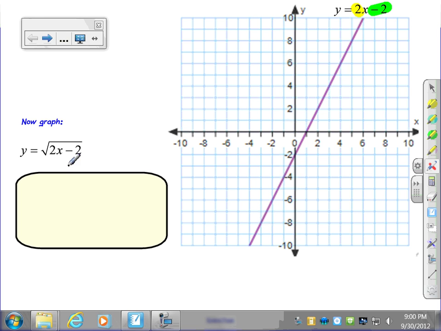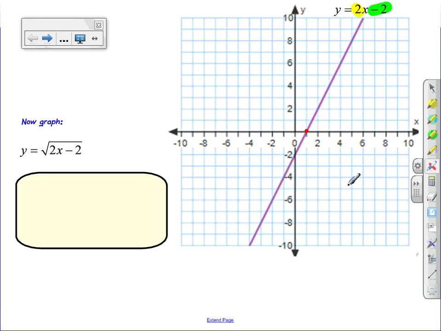So what x will give us 0? Well, if x is 1, we're going to get the square root of 0, which is 0. So that's where this graph is going to start, because it can't square root a negative number. There's no minus sign in front of there. You can't square root a negative number at all, except for when we talk about imaginary numbers, but we're not there yet.